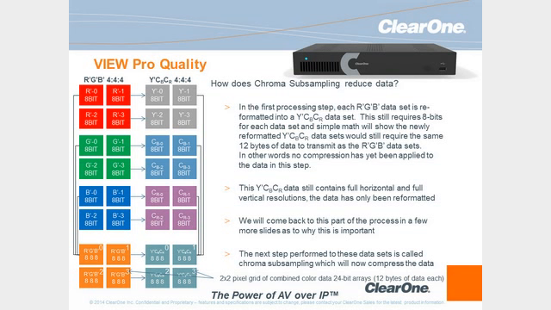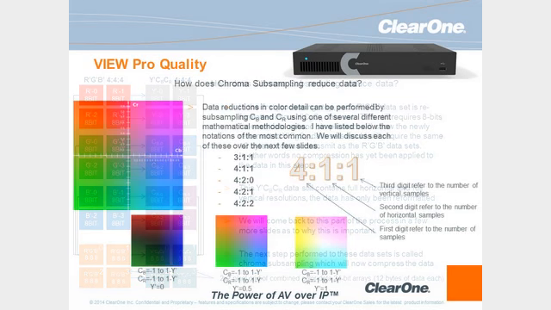The first step in producing a chroma subsampled image is to reformat the data from the RGB 444 into YCbCr 444. This first step still has not reduced any data. You still have full horizontal and full vertical resolution, but it is necessary in order to format it and go into the compression steps that we'll outline in the next slides.